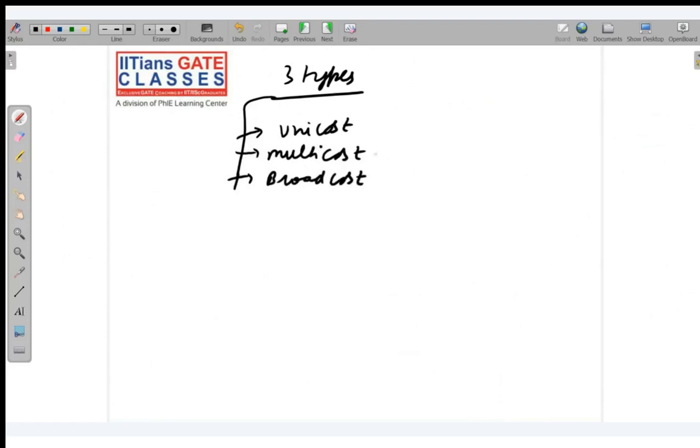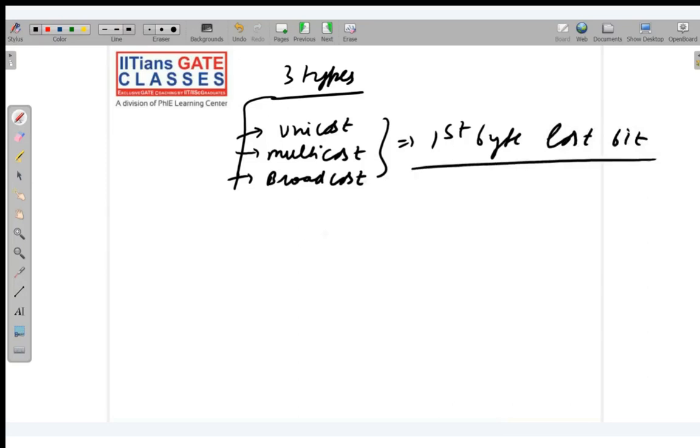Okay, so how will you come to know whether this address is unicast or multicast or broadcast? For that you have to check the first byte, last bit. First byte, last bit. If it is 0, then it is unicast. If it is 1, then it is multicast. I have told you unicast means 1 to 1. Multicast means 1 to many. Broadcast means 1 to all.